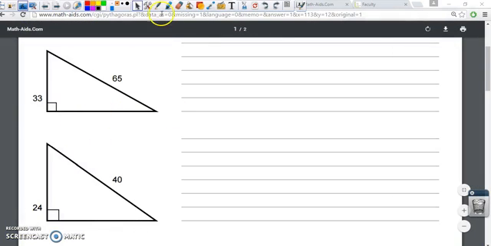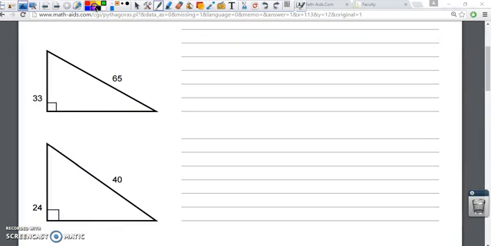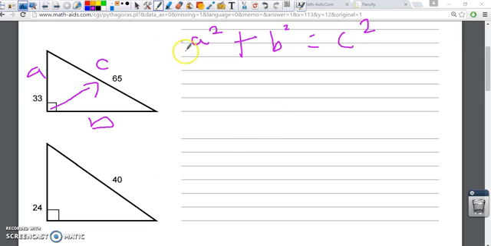B is missing. Okay, so remember, first thing that we're going to do is label your sides. Hypotenuse, always going to be the longest side. That's diagonal from the 90-degree angle. B, A. Write the formula. Do I have to show all my work this hard? Yes, you do. Stop asking. A squared plus B squared equals C squared. There you go.